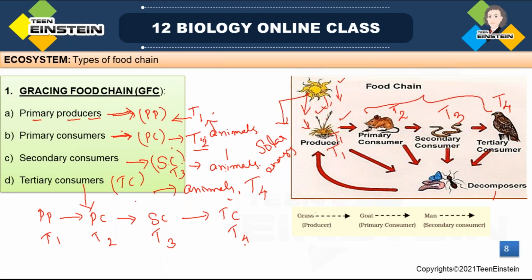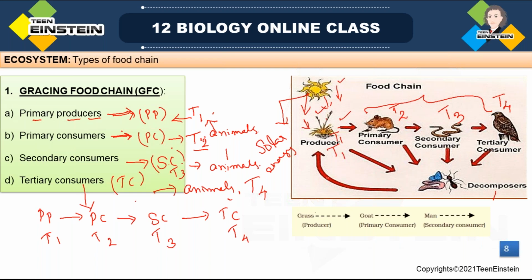For a terrestrial food chain, we can say grass is the primary producer. Then the grasshopper is the primary consumer which consumes this grass, so it comes in the second trophic level. Next the frog, then snake and eagle. First grass, then grasshopper, then frog, snake, eagle. So T1 is grass, the first trophic level, and T2 is the primary consumer, the grasshopper.